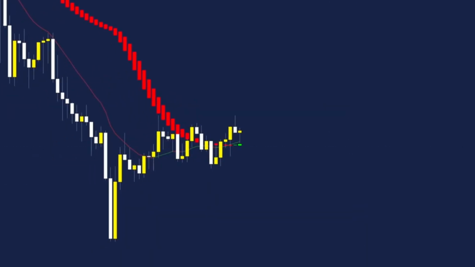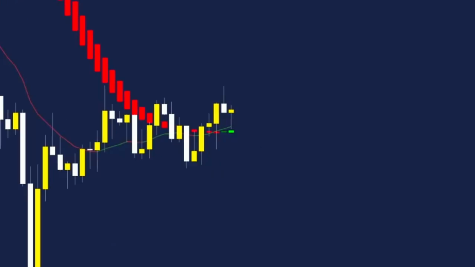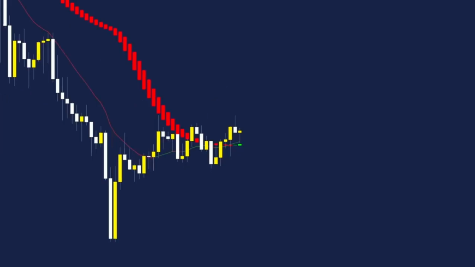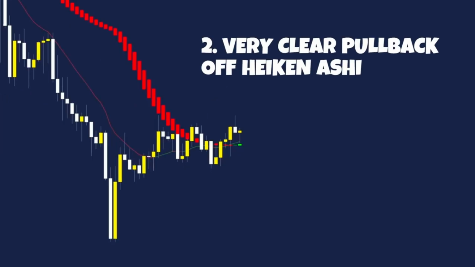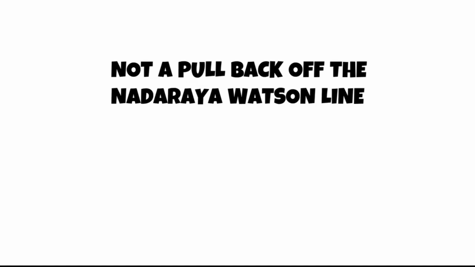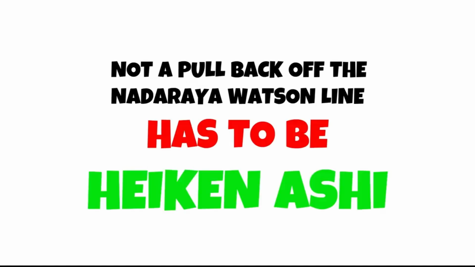And there we go, we can now see that the Nadaraya Watson indicator is above the Smoothed Heiken Ashi. The Watson line has turned to green, and the Heiken Ashi is now green with both price and the Watson line above it. So step 2 for this indicator is we want to see a very clear pullback and rejection off of the Heiken Ashi indicator. Not off the Nadaraya Watson line, it has to be off the Heiken Ashi indicator.